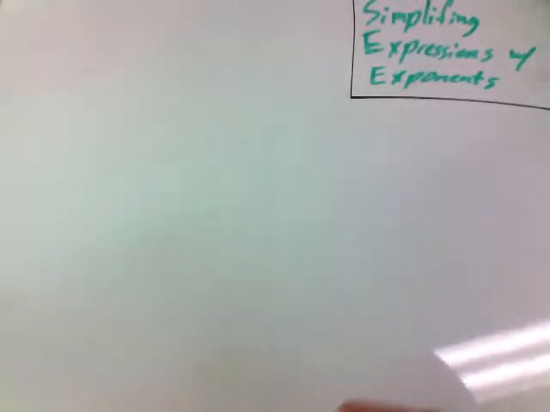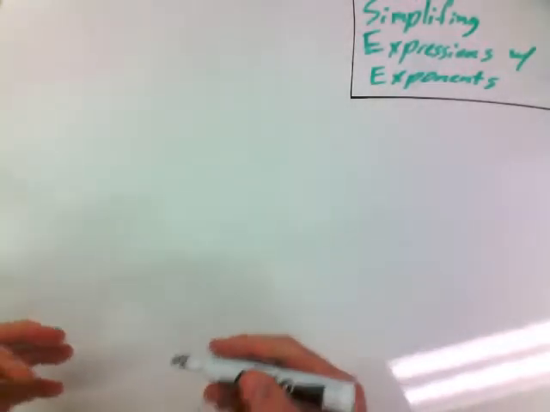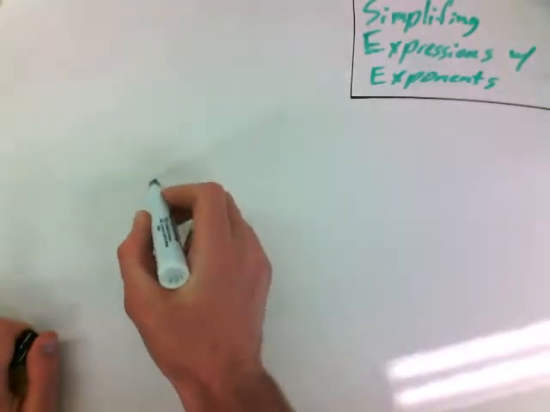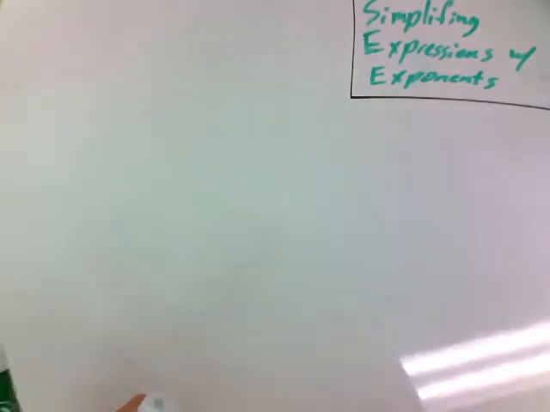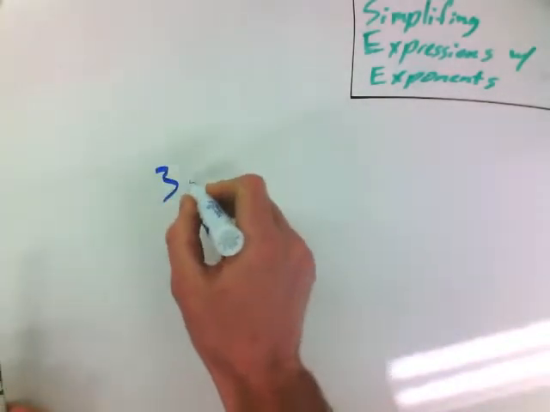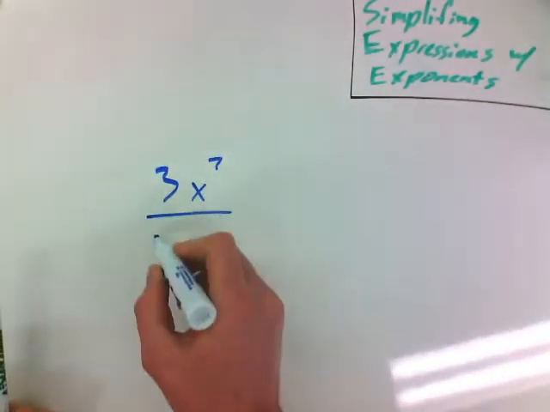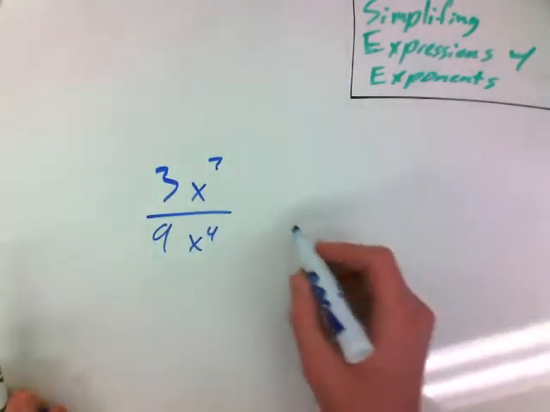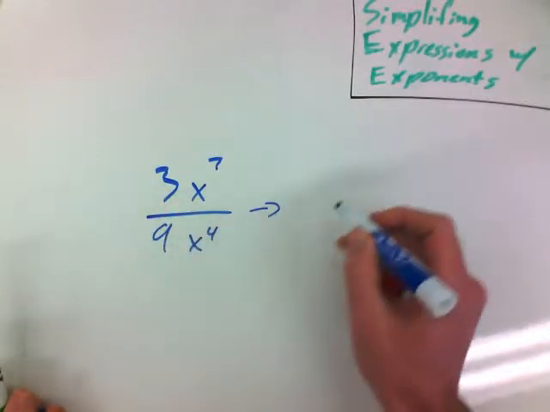So a lot of times we have expressions that can look really complex and we need to simplify them, right? So we've already done problems like this, where we have maybe 3x to the 7th over 9x to the 4th. Okay? So the idea when we're doing these ones is we want to break these into smaller parts.